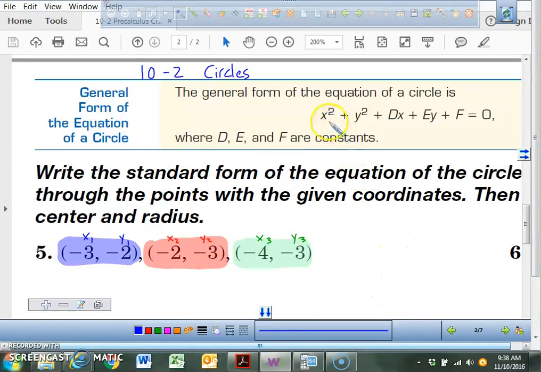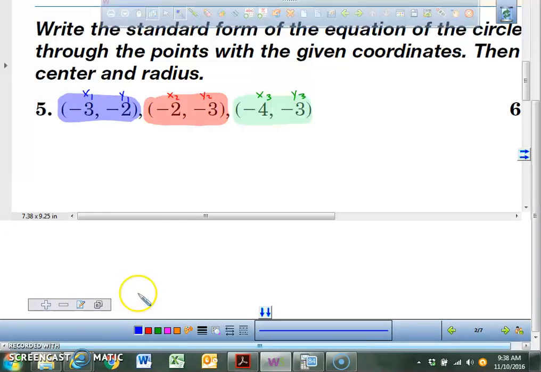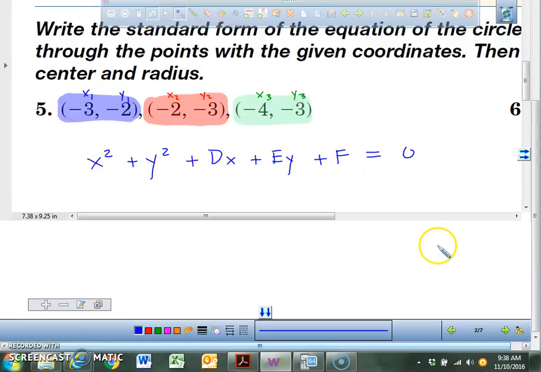Write this down in your journal exactly as it appears. Right now, I'm going to start with that equation. x squared plus y squared plus Dx plus Ey plus F equals 0.